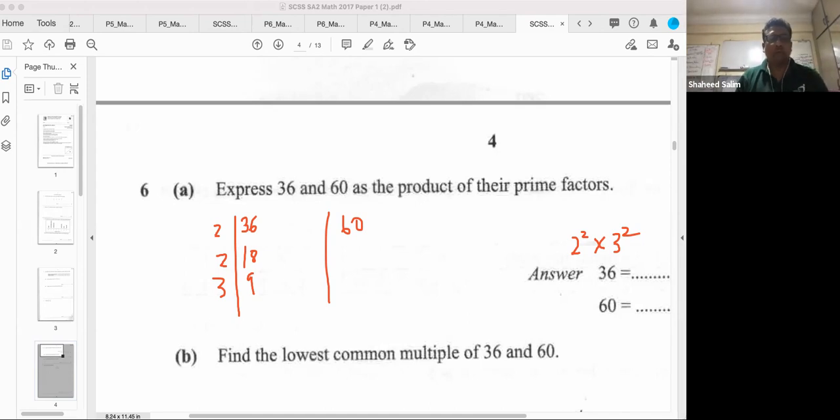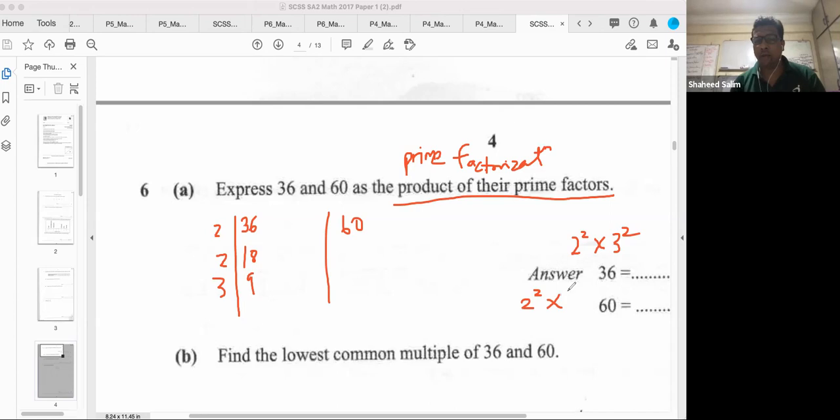2 to the power 2 times 3 times 5. Okay, correct. Well done. So you remember this is called product of prime factors, or sometimes they call it prime factorization. You must remember this is what they're asking you for. Now from here, you can tell what is the lowest common multiple.